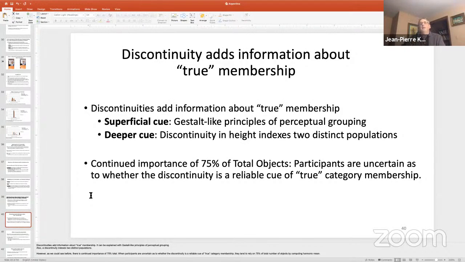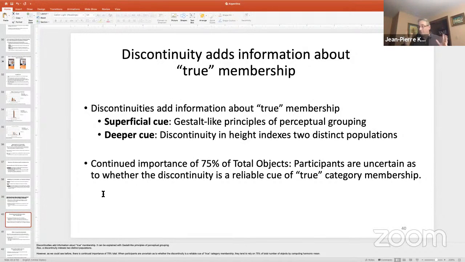And possibly here, it means that discontinuity indexes two distinct populations. So when you have a large discontinuity, it suggests that there are two populations that are distant among the set of weird new objects you are presented with. Now, the discontinuity doesn't win the day, as we mentioned, and that's because participants cannot be sure whether the discontinuity is a reliable cue of true category membership.